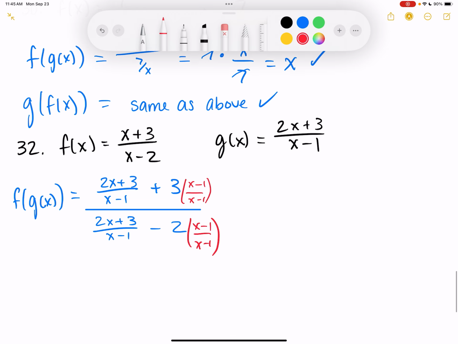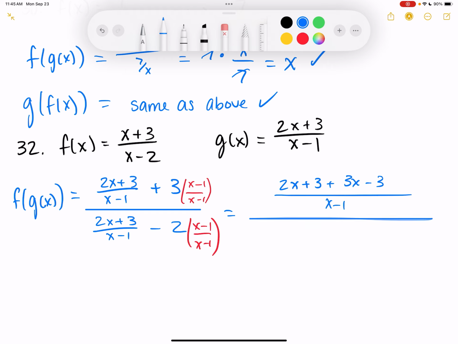So I'm going to end up with, on top, 2x plus 3 plus 3x minus 3, all over x minus 1. So that's the top fraction. Bottom fraction, I'm going to have 2x plus 3 minus 2x plus 2, all over x minus 1.